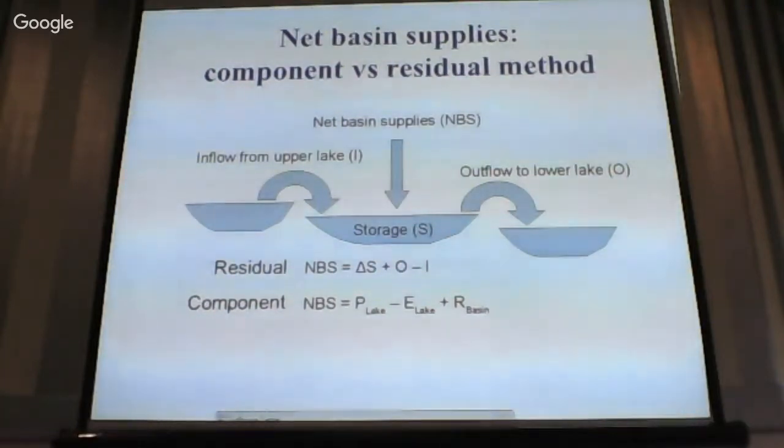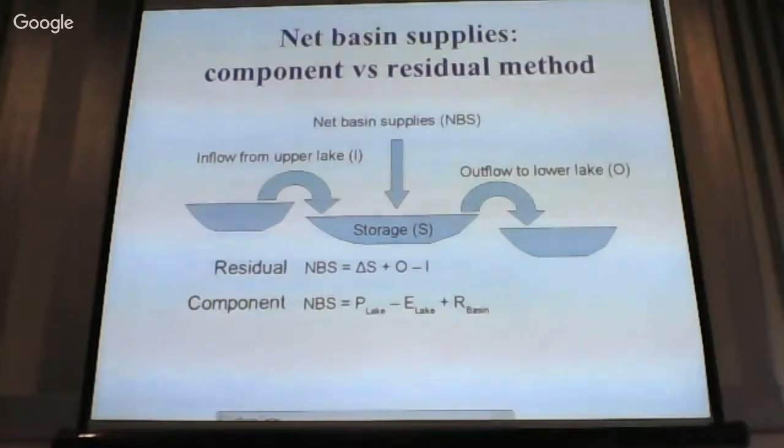What's interesting is that you can actually compute net basin supply from changes in storage. So as a residual, you can take the change in storage by just monitoring the elevation of the lake and monitoring the outflow and inflow. So you can compute that NBS term. So this you can observe from water levels, essentially. And you can compute it from a model that gives you P, E, and R. So we can compare the two.